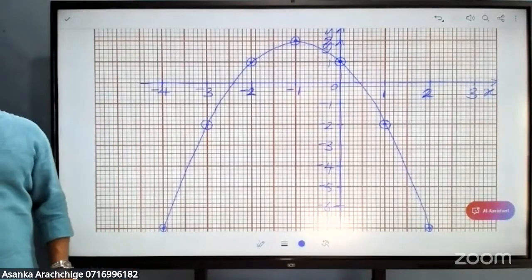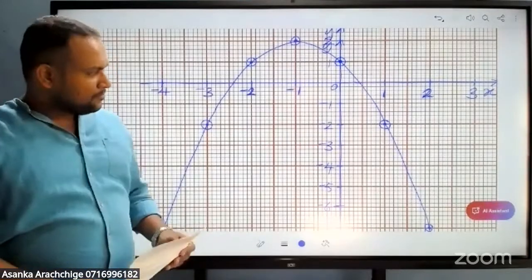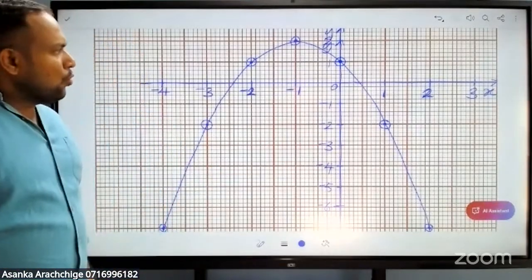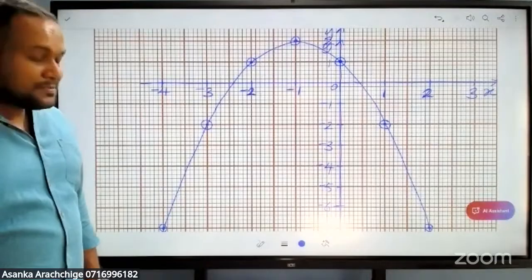Understood? Fine. Now tell me, what is the nature of this parabola?